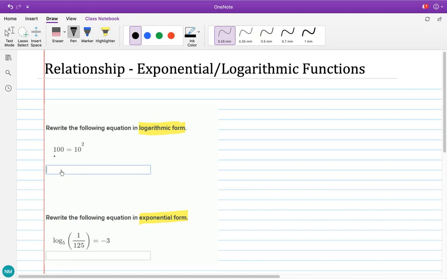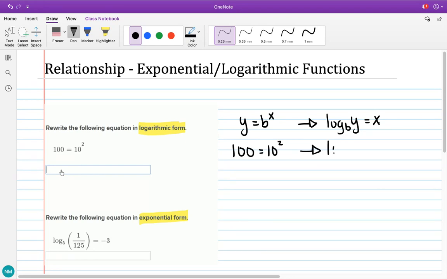So here I want to turn this into logarithmic form. Just a reminder, we have y equals b to the x. It is the same thing as saying log base b. B is always the base. Here it is the base, here it is the base. Log base b of y equals x. So here I have 10 squared, or let's write it, 100 equals 10 squared.